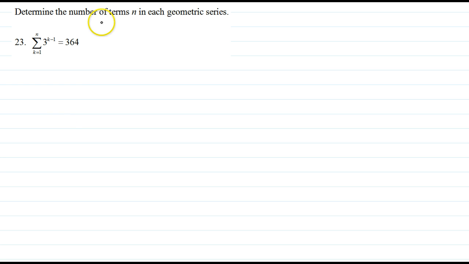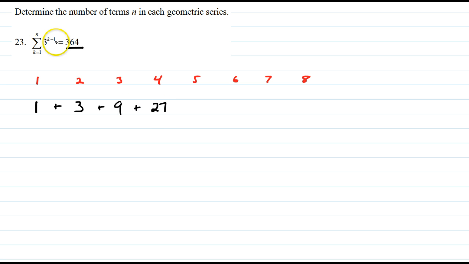All right, so now we want to determine the number of terms so that the sum is 364. So in this notation, there's nothing in front of the 3, so our first term is, I'm sorry, our first term is 1, and the common ratio is 3, so we're multiplying by 3 every time. So it's going to be 1, 3, and we're going to be adding. So 3 times 3 is 9, times 3 is 27.